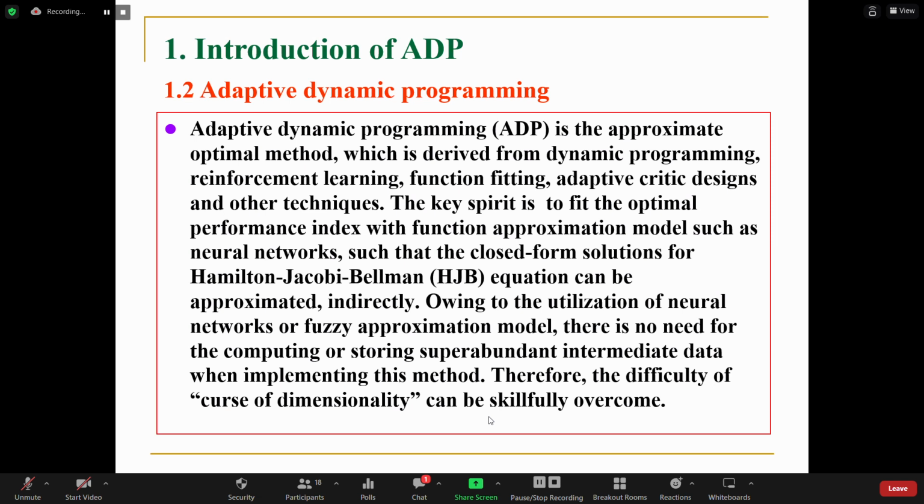Owing to the utilization of neural networks or fuzzy approximation models, there is no need for computing or storing superabundant intermediate data when implementing this method. Therefore, the difficulty of curse of dimensionality can be skillfully overcome.